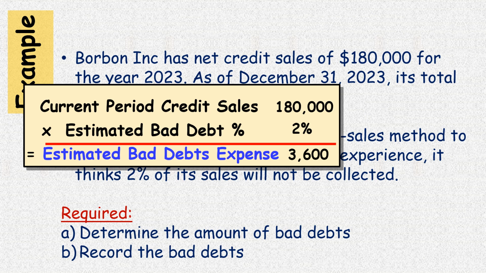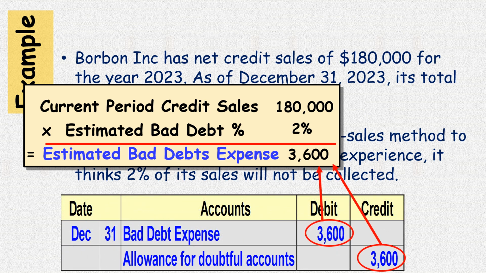Let's make the journal entry. You know that the journal entry is going to be to debit bad debt expense and credit the allowance for doubtful accounts, $3,600. Now that is the percentage of credit sales. All you need to do is find the credit sales amount multiplied by the percentage of expected non-collection, and then the journal entry will follow.